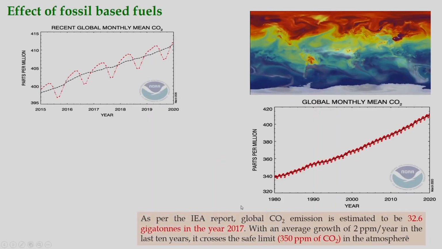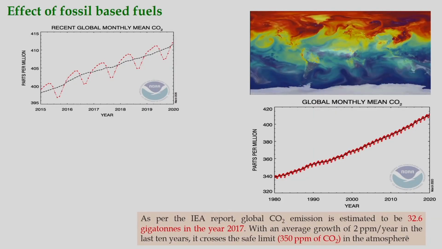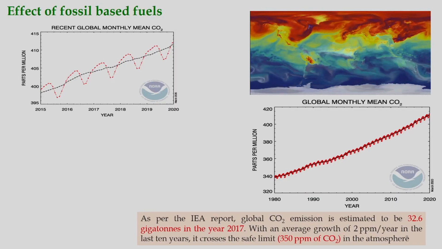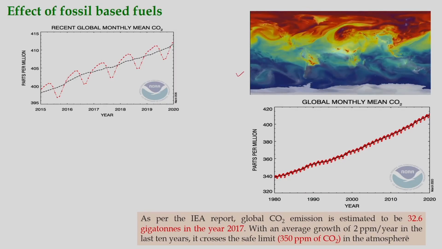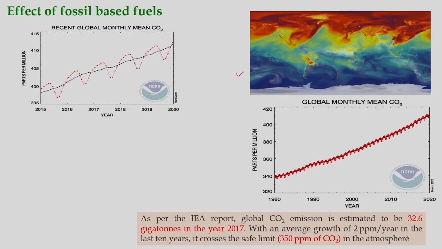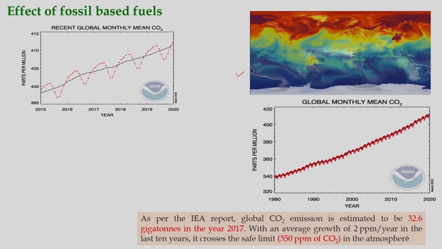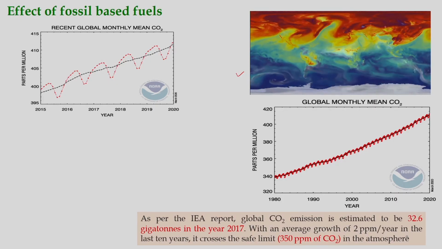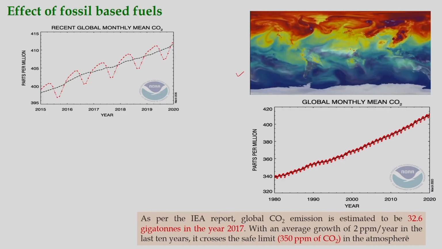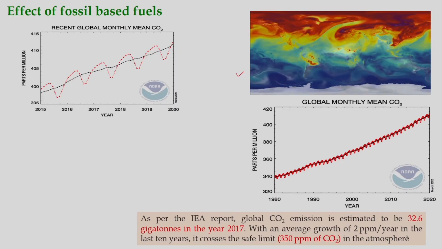Now, let us learn about the effect of fossil based fuels. Okay? This figure shows the carbon dioxide present in the earth atmosphere. You can see the red colored part. Okay? As per the IEA report, the global carbon dioxide emission is estimated to be 32.6 gigatonnes in the year 2017.